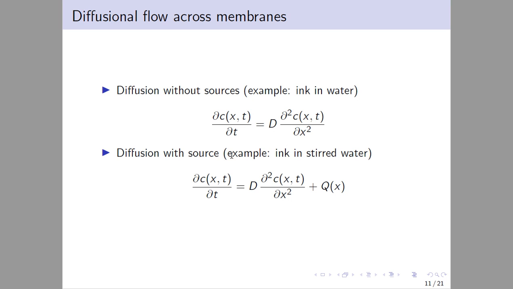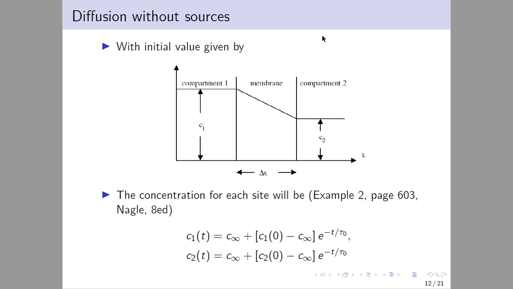So we have the ink, we put the ink in the beaker, and then we stir the water, so it will make the ink diffuse much faster. Okay, so here we have the source. Those are diffusion without the source.